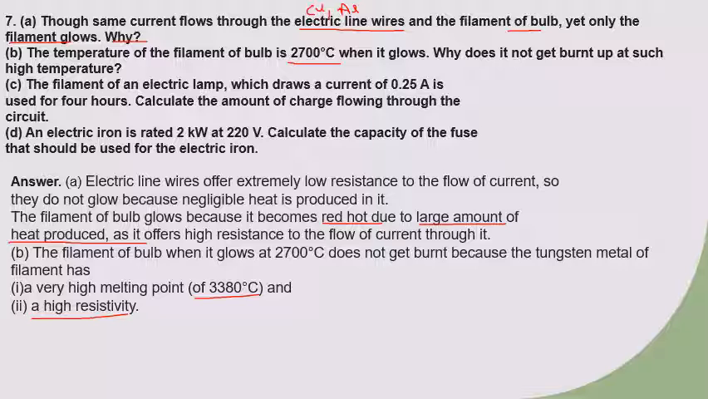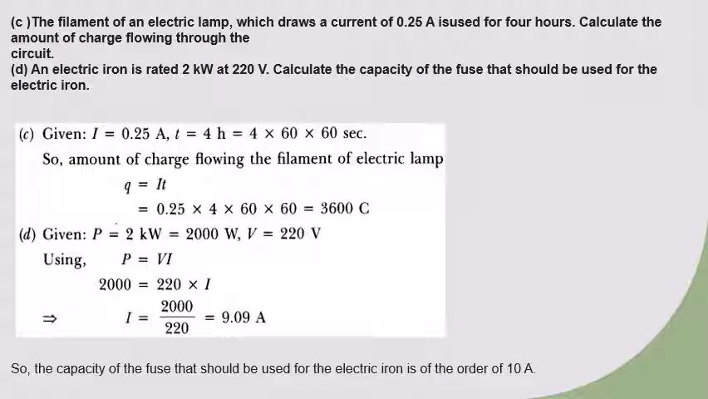Let's do the next part of the same question. The filament of an electric lamp draws a current of 0.25 ampere, that is I, used for 4 hours, that is time T. So 4 hours is given, and you have to convert 4 hours into seconds, that means 4 into 60 into 60, and calculate the amount of charge flowing through it.